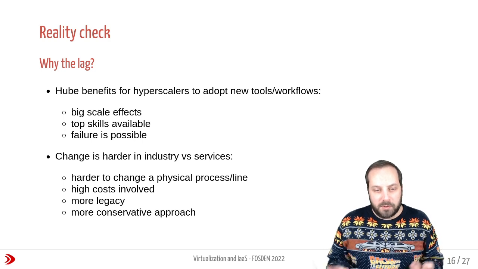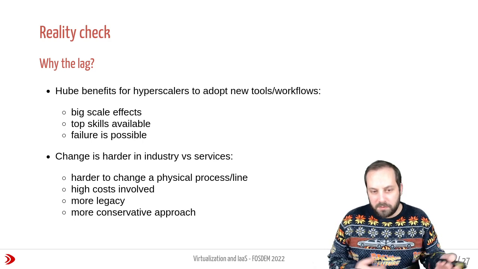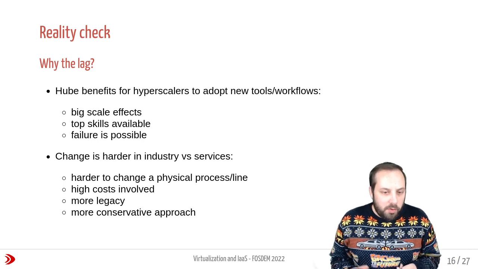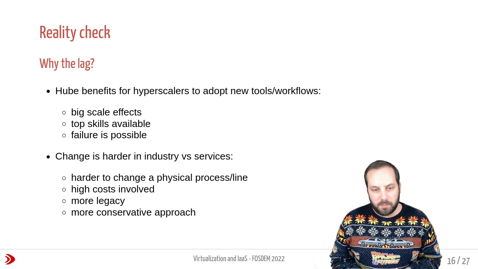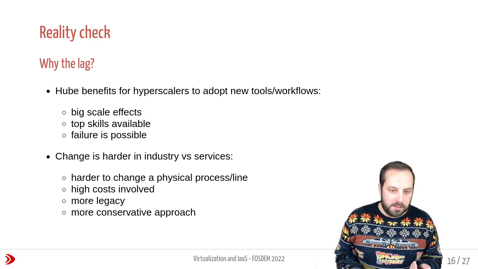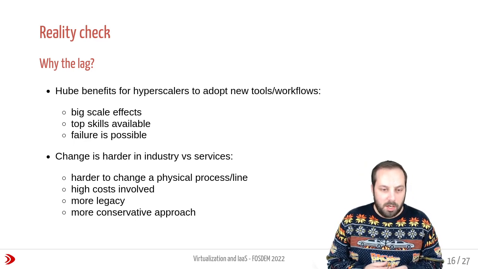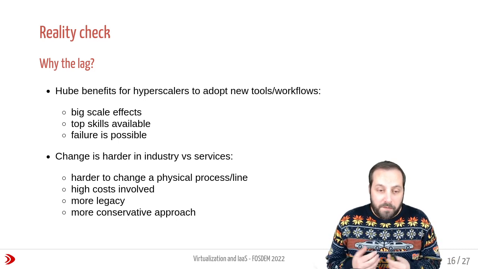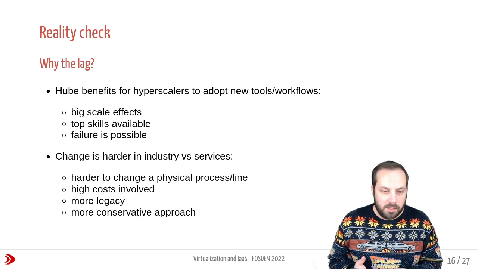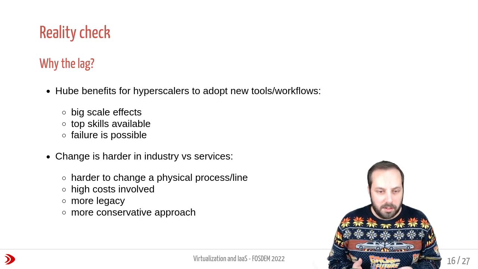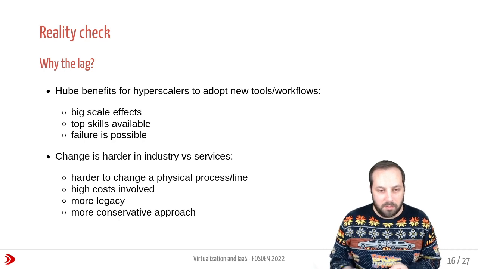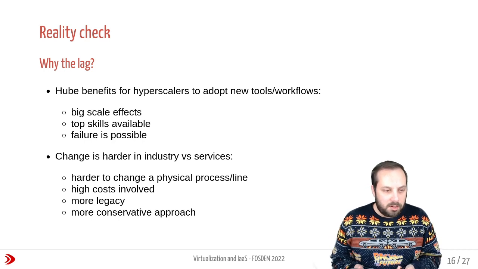Also, those hyperscalers, like again AWS, Facebook, Google, and things like that, they don't have any problem to get all the best skills available on the market, because they could pay a lot for it. And it's harder in another structure, which might not be focused on IT like they are. And failure is possible if you are a big company, a hyperscaler. It's sometimes less acceptable in companies in other sectors.